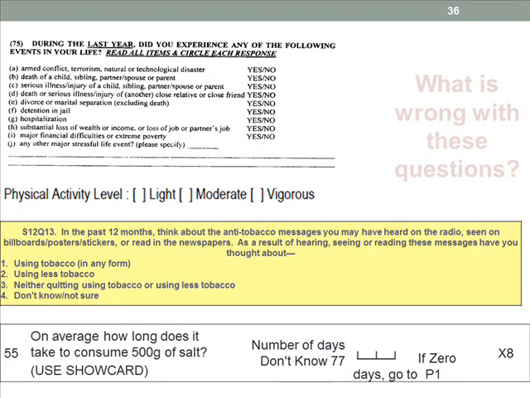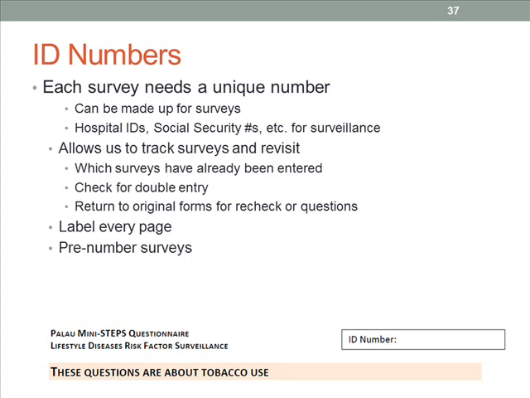Slide 36. Talk about the problems with each question and potential solutions. What is wrong with these questions? Slide 37. Each survey needs a unique number. Can be made up for surveys. You can need hospital IDs, social security hashes, etc. for surveillance. Code number allows us to track surveys and revisit. It facilitates determining which surveys have already been entered, checking for double entry, and returning to original forms for recheck or questions. Code number labels every page. You can print pre-numbered surveys.